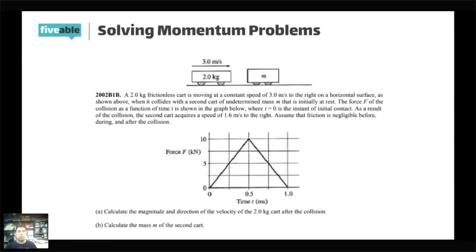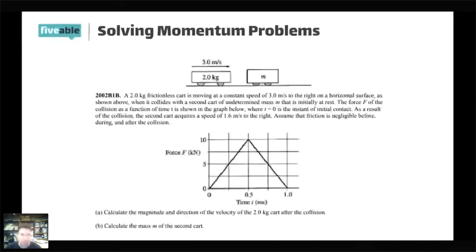All right. So in this case, we've got a cart moving at a constant speed of 3 meters per second. It's going to smack into the back of another cart, and then stuff is going to happen. We don't know the mass of the second cart, but we do know the force. This may actually be a lab that you could actually recreate or be asked to do.